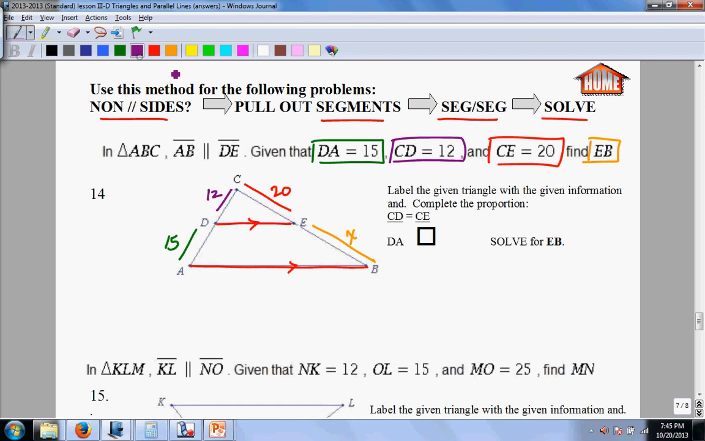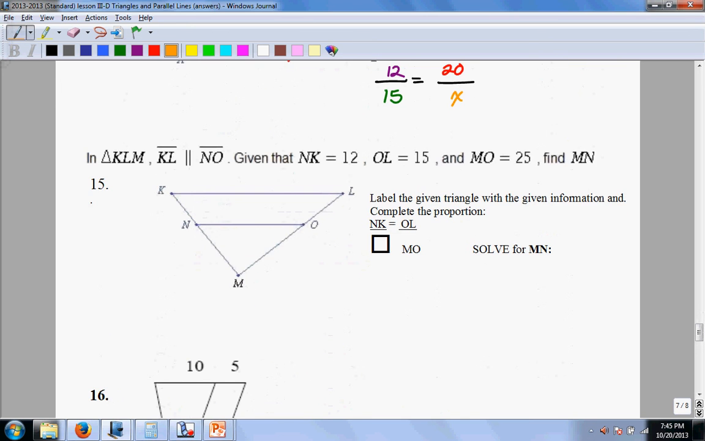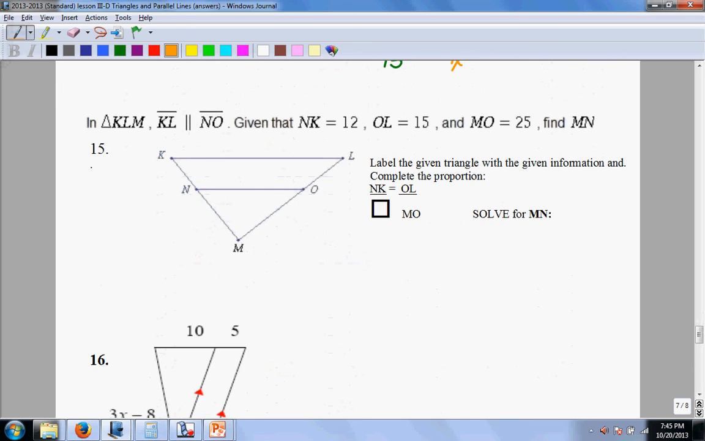So now we trace CD over DA is going to equal CE over EB. So we're going to use this proportion to solve for EB. CD was 12, DA was 15, CE was 20, and EB is your unknown. We're going to call it X. The next one is almost exactly the same. Trace out the segments. I recommend you color code this.